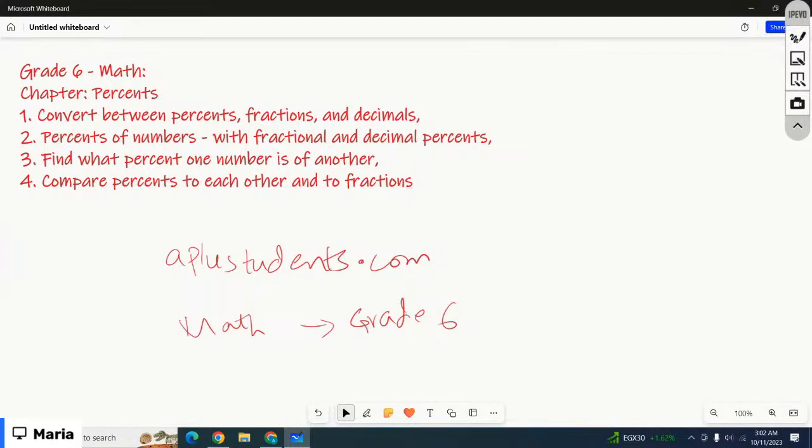We're going to start with the chapter percents, and the lessons we're going to cover from the chapter are: convert between percents, fractions and decimals, percents of numbers with fractional and decimal percents, find what fraction of what number, find what fraction one number is of another, compare percents to each other and to fractions, right?